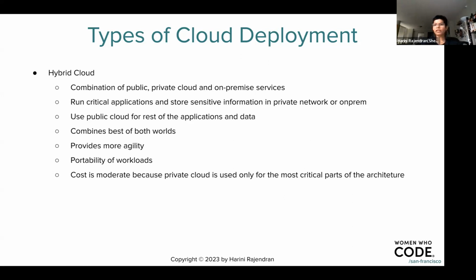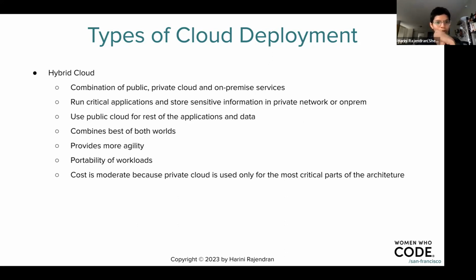Again, it combines the best of both the worlds. You can pick and choose what to run in public cloud, what to run in private, what to run on-prem. And another angle of approaching hybrid cloud is, you can choose to run the same application across multiple cloud providers like AWS, Azure, and Google Cloud. That's what we do in my company.